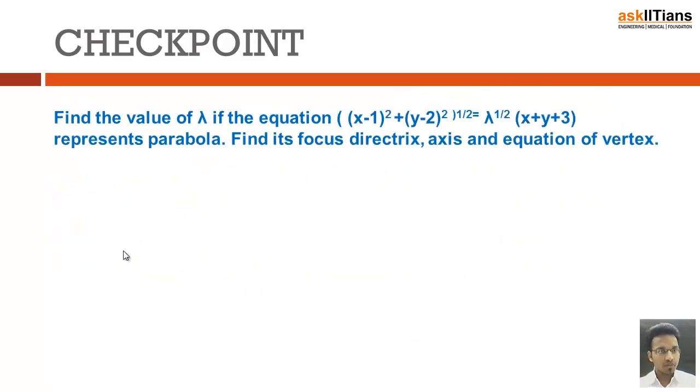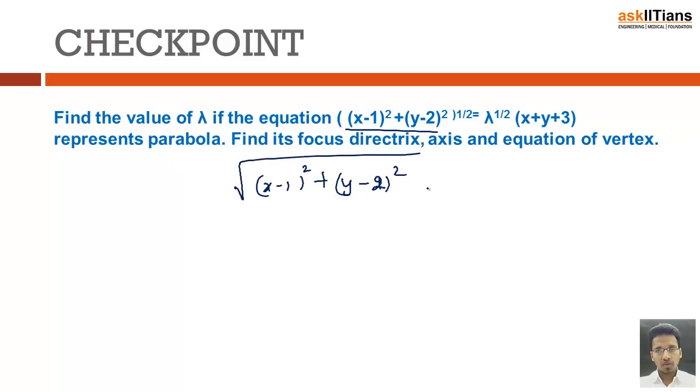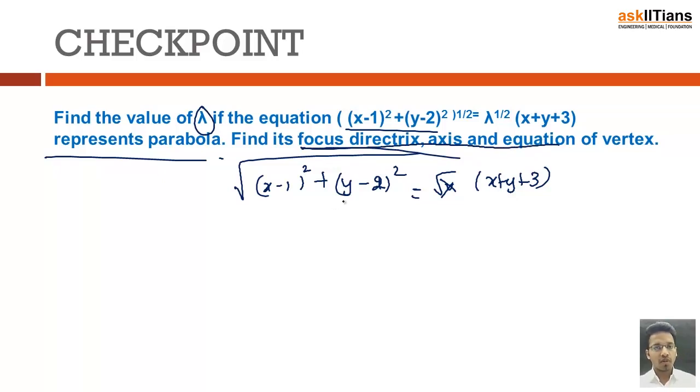So it says find the value of lambda so that the equation, if I write this again here, the square root of (x minus 1) whole square plus (y minus 2) whole square is equal to root lambda into (x plus y). Now this says it represents a parabola. Okay, and then we have to find this, I will leave it up to you, because this I have already done. This will be left for your own practice.